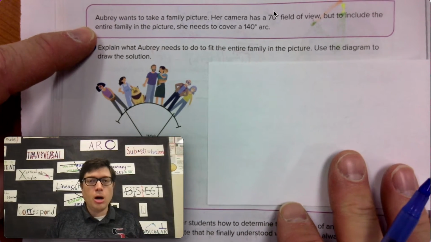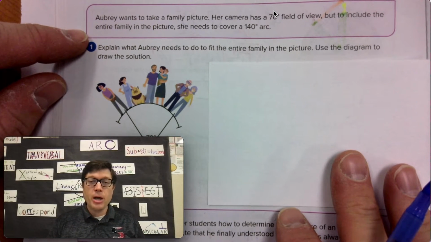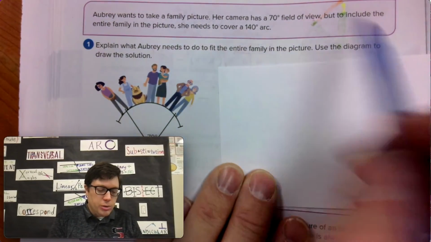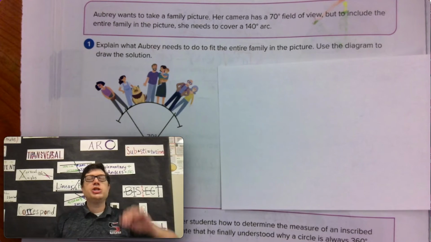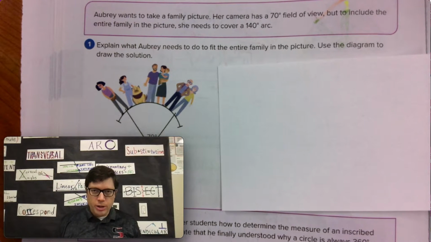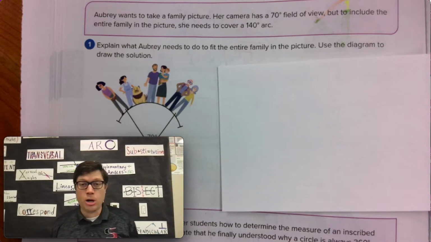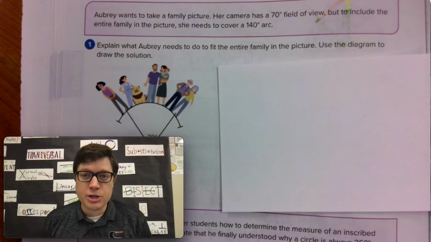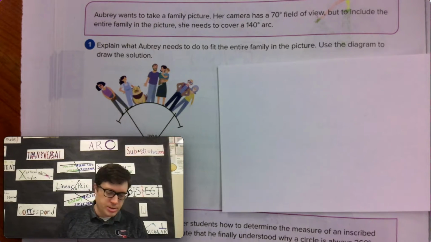For example, Aubrey wants to take a family picture. Her camera has a 70-degree field of view, but to include the entire family in the picture, she needs to cover a 140-degree arc. Well, let's explain what Aubrey needs to do to fit the entire family in the picture. Use the diagram to draw the solution.